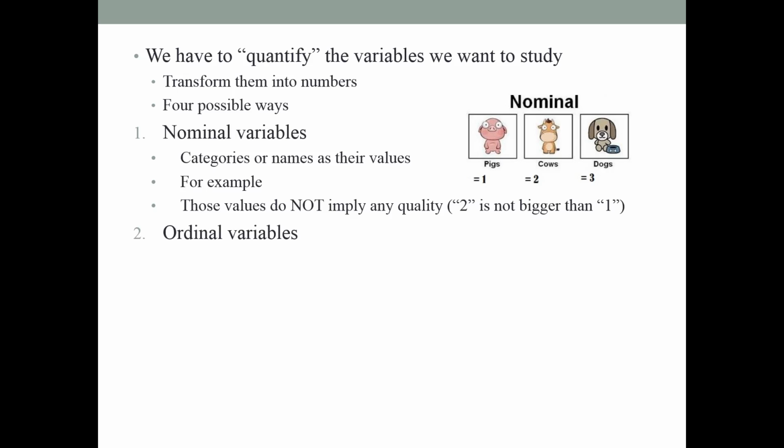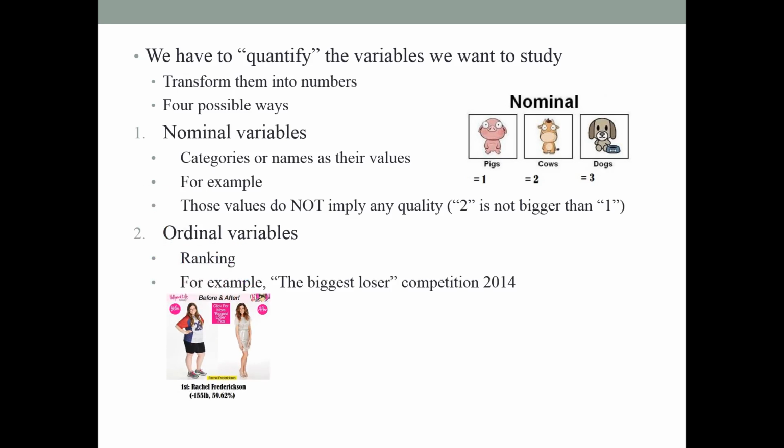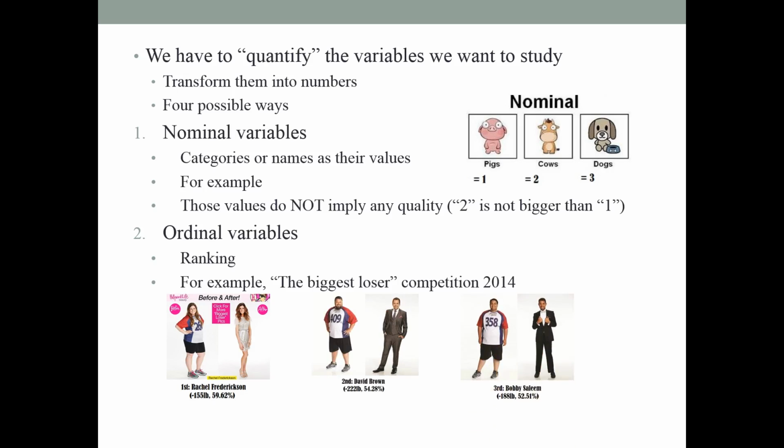Now, ordinal variables is ranking. So, for example, The Biggest Loser, if you ever watched that program, competition in 2014, the first place lost 59.62% of body weight. The second one is 54% and so on, and the third is 52%. This is order, ranking. Now the distances between ranks are not equal. So the distance between first place and second place is not equal to that between second and third.